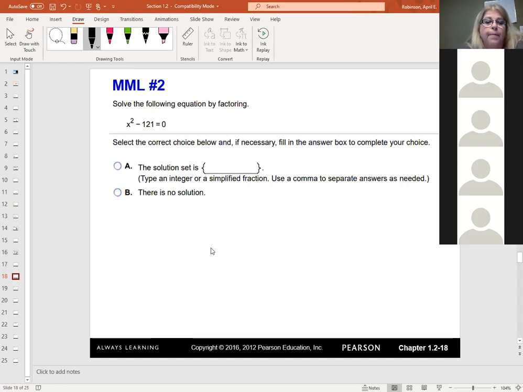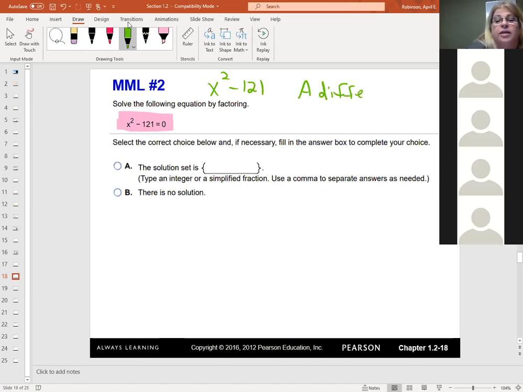So this is my math lab number 2, and it says solve the following equation by factoring. And this equation right here, x squared minus 121, is another special type of factoring. X squared minus 121 is called a difference of two squares. The only way to factor it is to recognize it for what it is. There's no special magic way to do it. This always factors into what they call binomial conjugates.